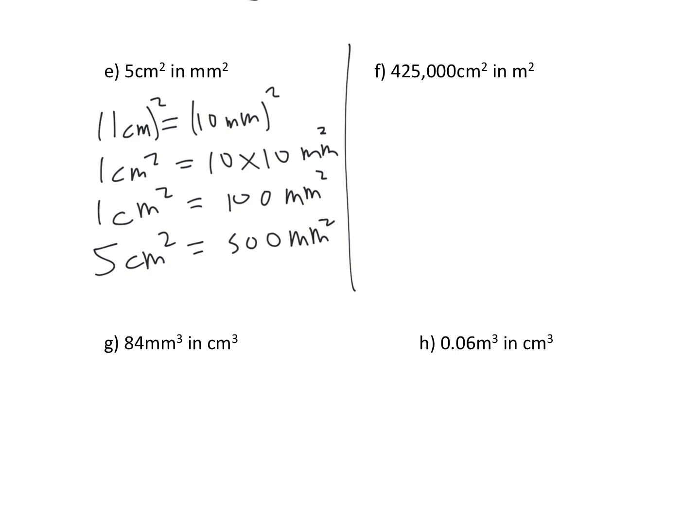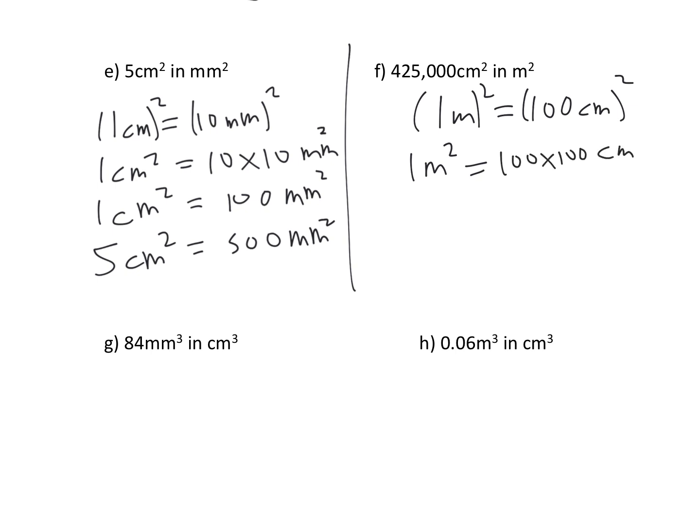F, we've got 425,000 centimetres squared, and we've got to put that into metres squared. So first of all, what do we know about centimetres and metres? 1 metre is 100 centimetres. Let's square that. If we square 1, we get 1, and square m, we get m squared. If we square 100, we get 100 times 100, and square centimetre squared, we get centimetre squared. So that means 1 metre squared is actually 100 by 100, which is 10,000 centimetres squared.